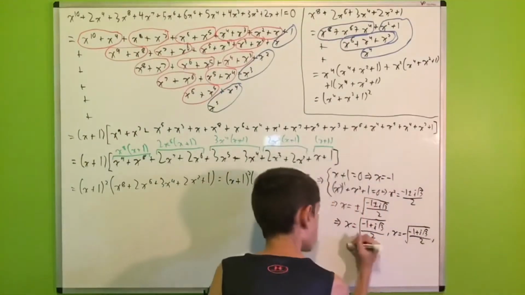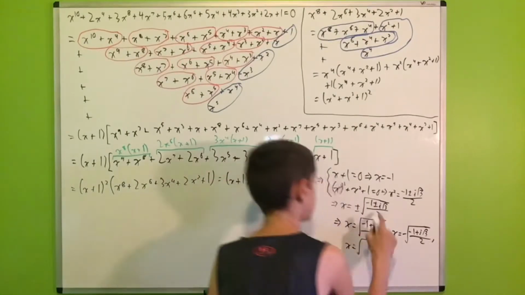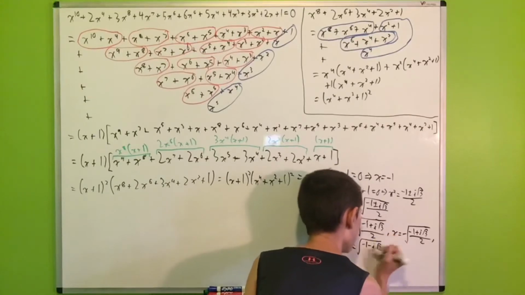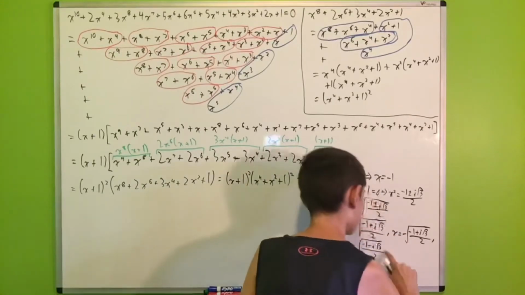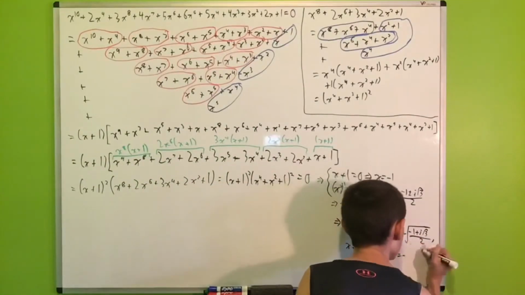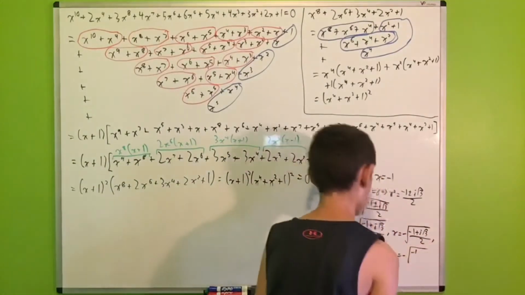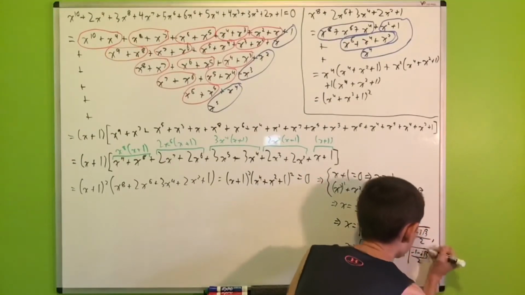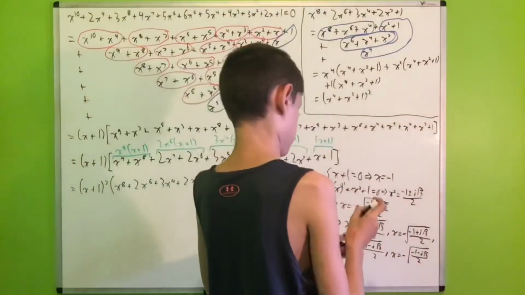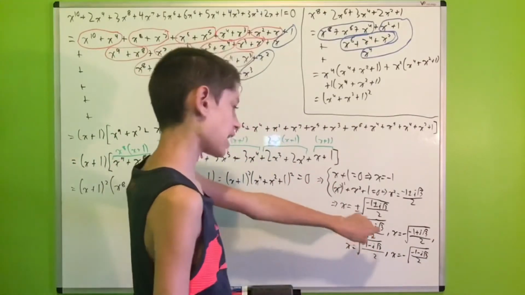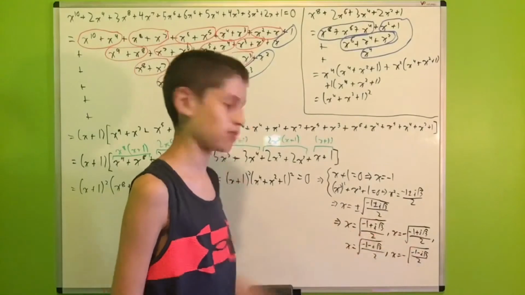And then the next solution is x is equal to the square root of, taking the negative branch here, (minus 1 minus i square root of 3) over 2. And finally, we'll have x is equal to minus the square root of (minus 1 minus i square root of 3), whole thing divided by 2. And now, we'll simplify each of these nested radicals.